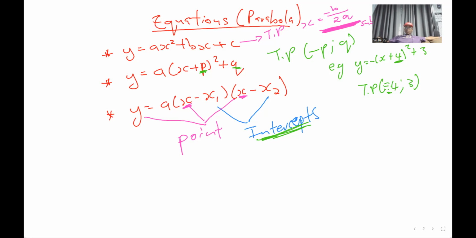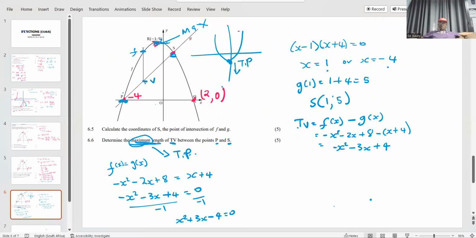So I'm going to say x max, right? It's going to be equal to minus b over 2a. What is the value of b? Here it's negative 3. Then I have 2 into a, which is negative 1. So my answer is going to be, this is a positive, negative 3 over 2. That is my answer for the turning point, the x value, right?